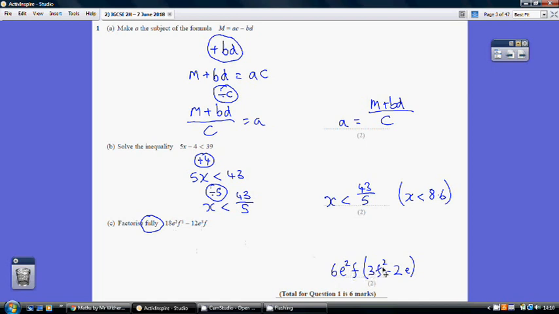So the first term inside the bracket, 6e squared f times what gives us 18e squared f cubed? Well, we need a 3, so it's 6 3s are 18. We're already there on the e squared, and f times f squared is going to give us our f cubed. Get the sign right, so it's going to be a minus. And we need 12 here, so 6 times 2 gives us 12. We've got e squared already, so e squared times e is going to give us our e cubed, and we've already got the f in place.